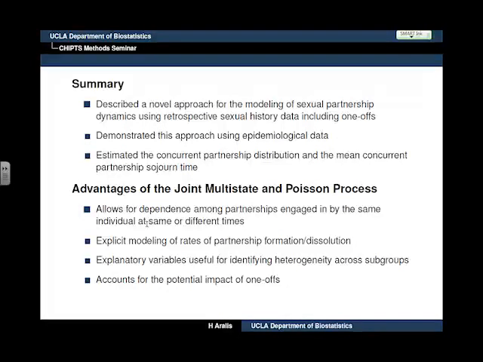I think the demonstration using this data was really interesting because, relative to other studies that I've seen, a lot of which took place in different communities, different geographical locations, that have been interested in measuring concurrency, I think we have some real distinct challenges with this data set, given the one-offs and a lot of partnership formation and dissolution.